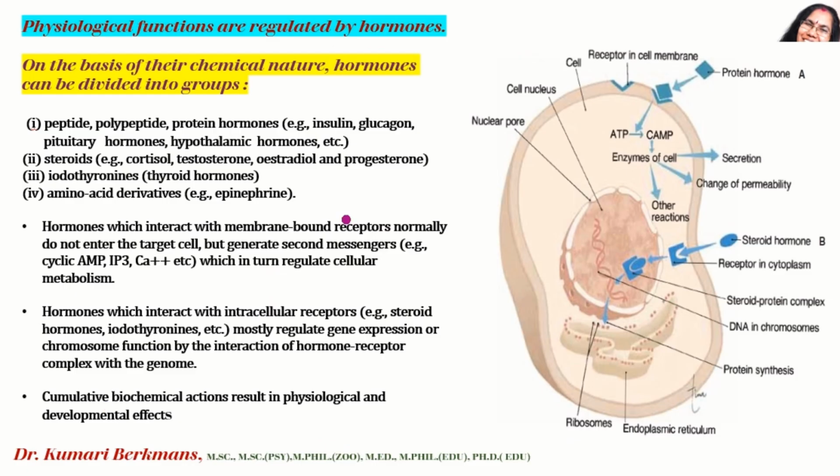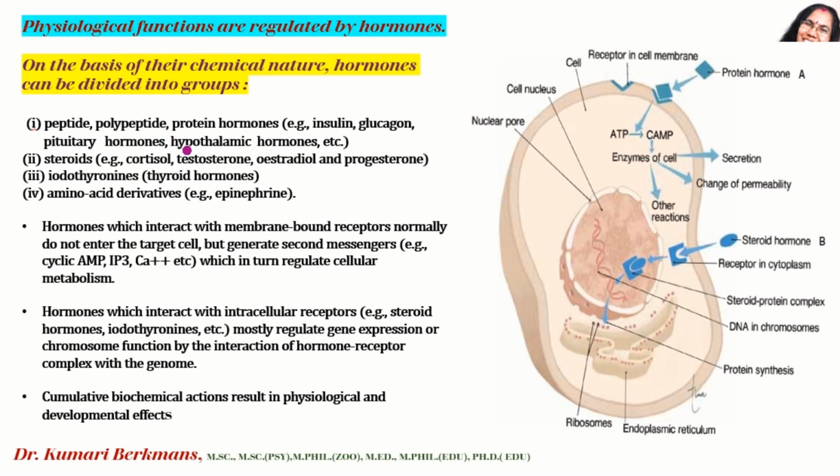On the basis of their chemical nature, the hormones are divided into 4 different groups. I told you already, protein hormones and steroid hormones. Apart from the protein and steroid, there is another hormone called iodothyronines. Iodothyronines are thyroid hormones. And one more is called amino acid derivatives, for example epinephrine. So how many types of hormones are there? There are 4 different types.